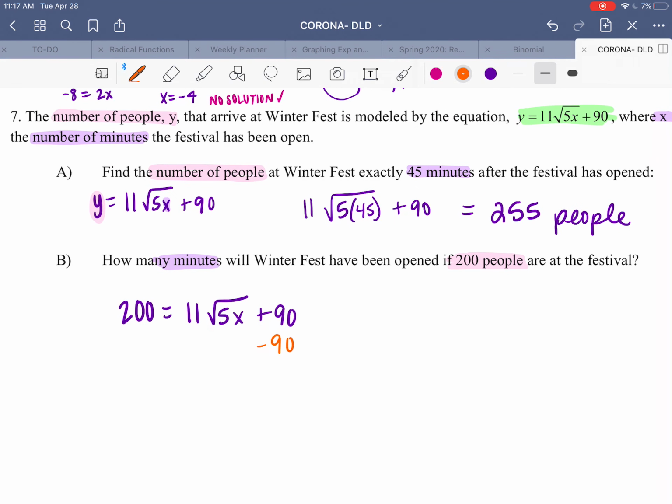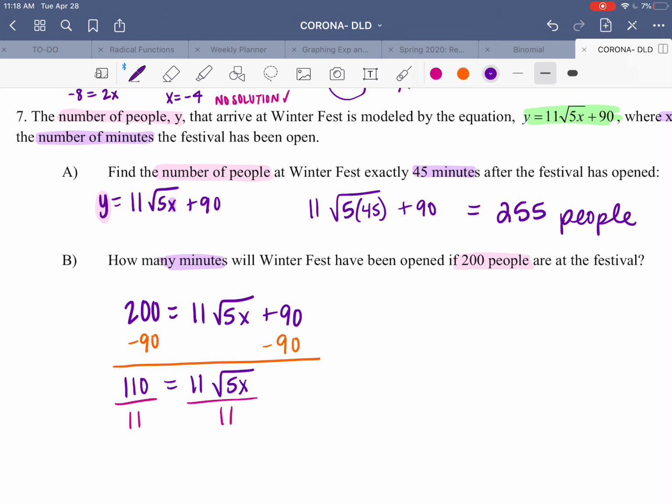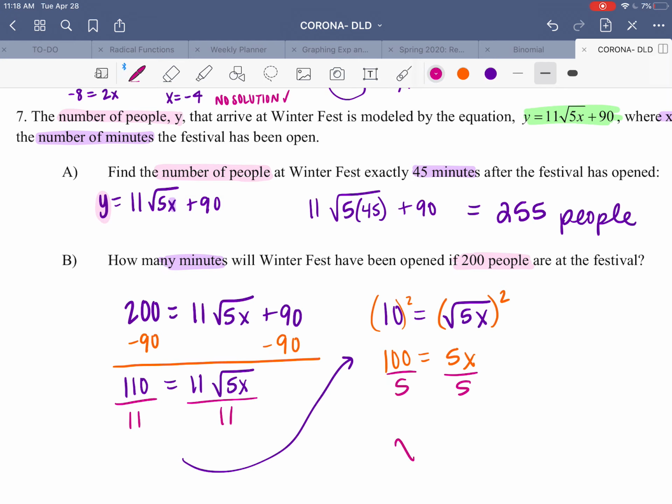And then here we just have to solve for x. So first step, backwards order of operations, subtract the 90. We have 110 equals 11 times the square root of 5x. Next step, divide by 11. 110 divided by 11 is 10. So we have 10 equals the square root of 5x. Next step, to try to get x by itself, you're going to square both sides. So we're going to have 100 equals 5x. And then last but not least, divide by 5. And we're going to get x equals 20 minutes.